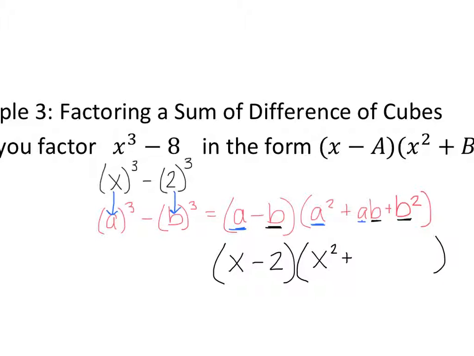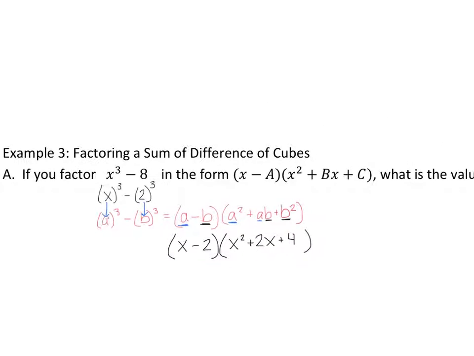And plus. The next term is a times b. So it's x times 2, which that's not really how we say that. Yeah, we say it 2x. Okay, and the last part is b squared. Well, what was b? 2. So 2 squared is 4. All right. That's the first part of this question.